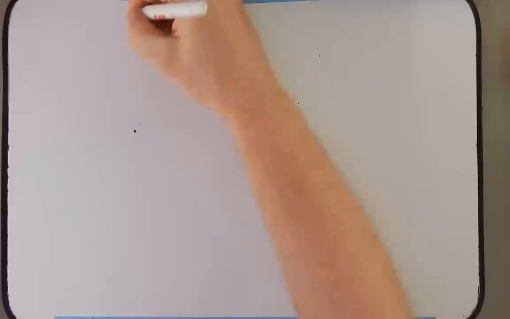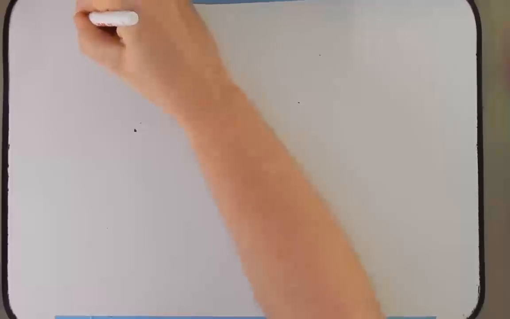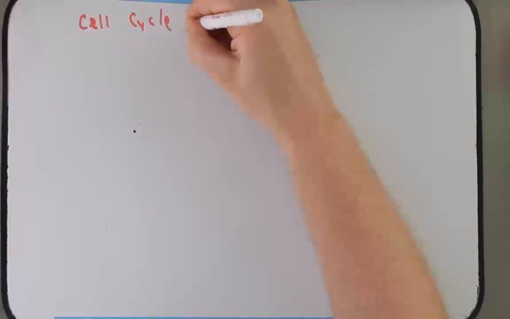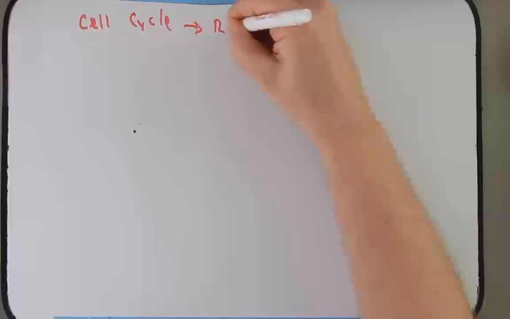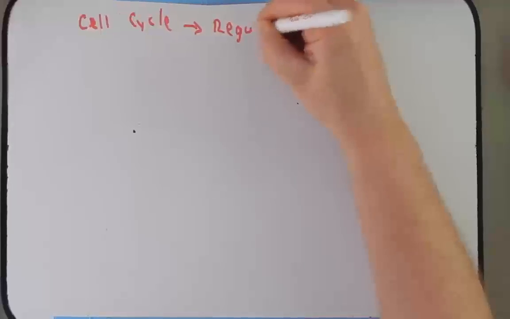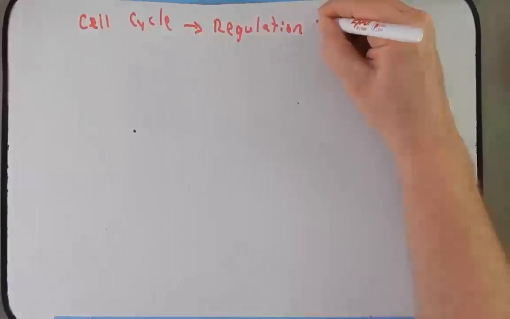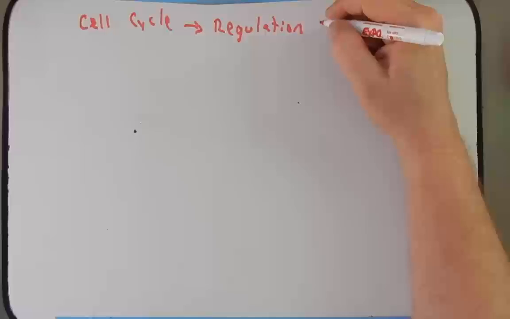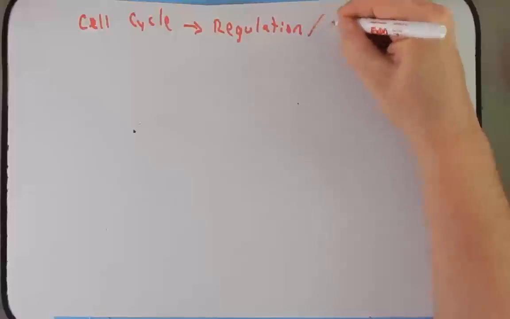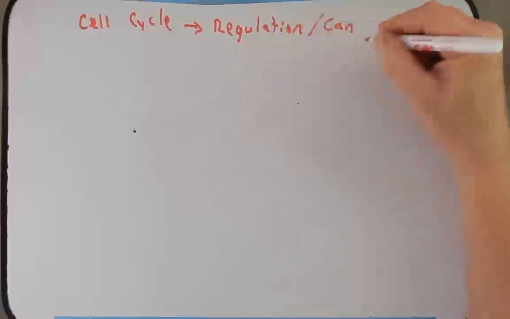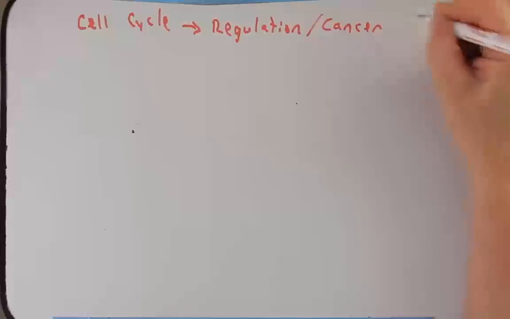In this podcast, we're going to continue our discussion of the cell cycle. But in this podcast, we're going to focus on how the cell cycle is regulated, so regulation. And then either towards the end of this podcast or maybe a separate podcast, we'll talk about cancer and how a dysregulated cell cycle can lead to cancer.